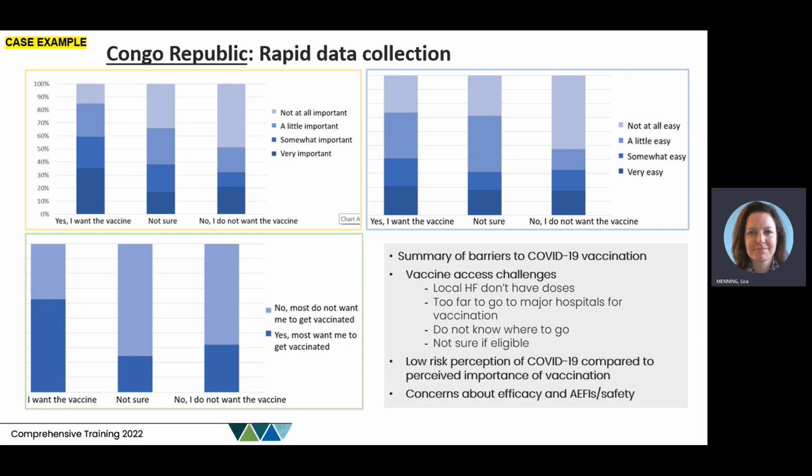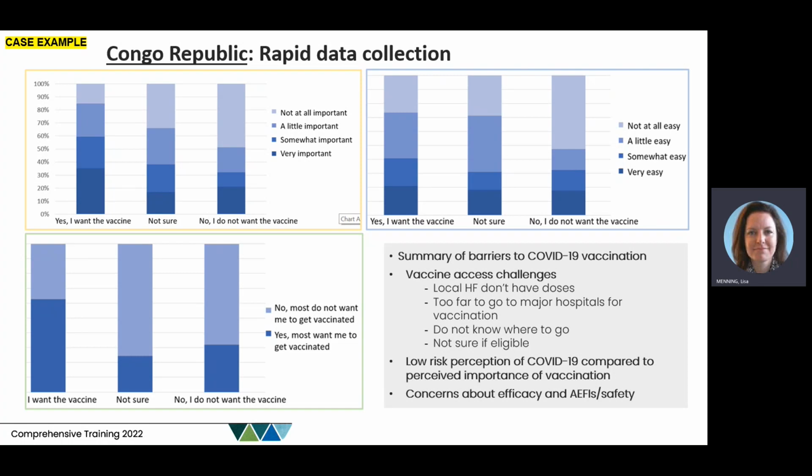And just to summarize here, we can see that from the findings and a lot of other findings that are not presented here, the main challenges to vaccination here were that the local facilities did not have doses available. Services were too far to go. Most people didn't know where to go. And also a lot of people were not sure if they were eligible. So most of the barriers here were really related to accessing vaccination and the ease and convenience of vaccination as well.